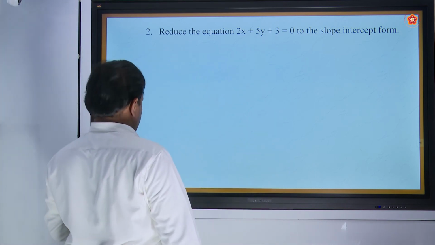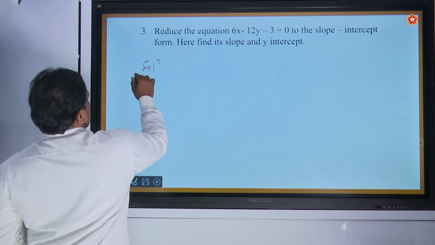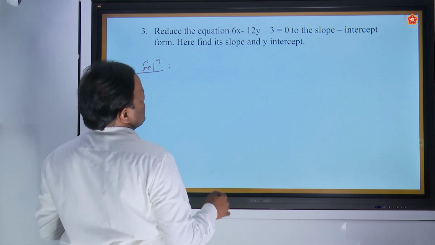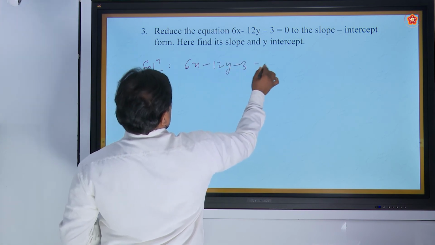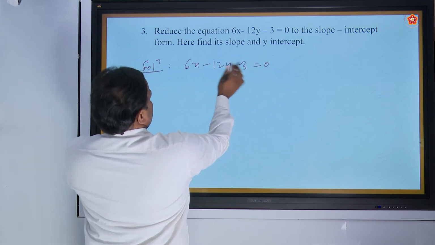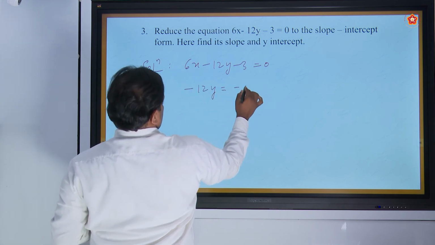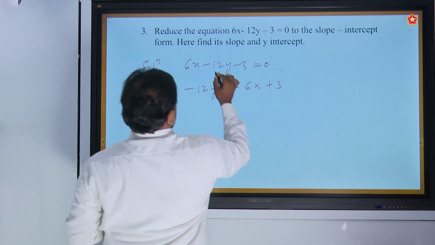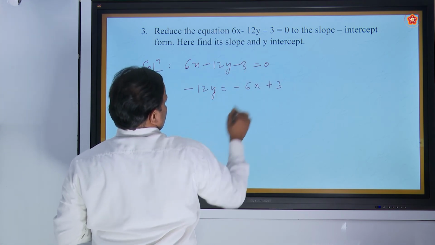See solution. Reduce the equation once again. 6x, same problem, minus 12y minus 3 equal to 0 into slope intercept form. Here find slope and y-intercept. Minus 12y is equal to minus 6x plus 3. Minus 12y keep as it is, 6x this side, minus 6x, minus 3 this side, plus 3.